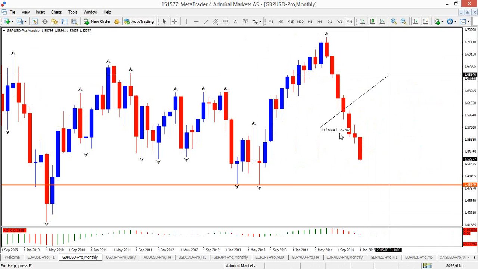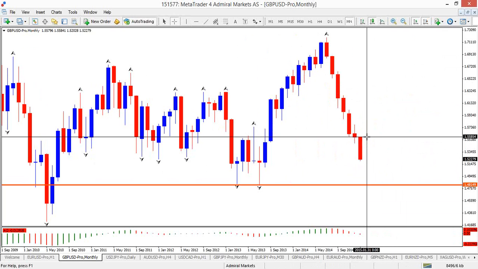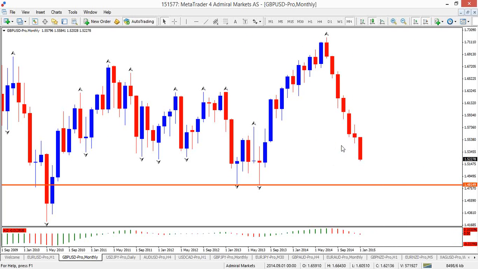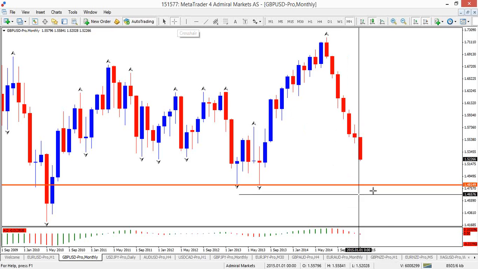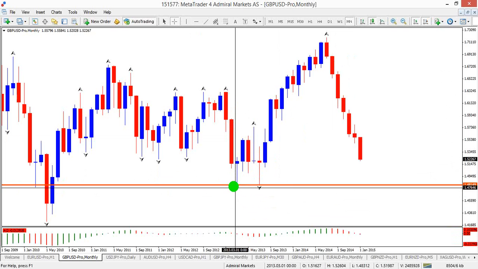Still, though, euro dollar, pound dollar, very, very bearish candle last year, and the pound dollar has already fallen close to 400 pips just this month alone. But basically, in the first day and a half of trading, it fell that much already. Logical target is the monthly bottom here at 148.